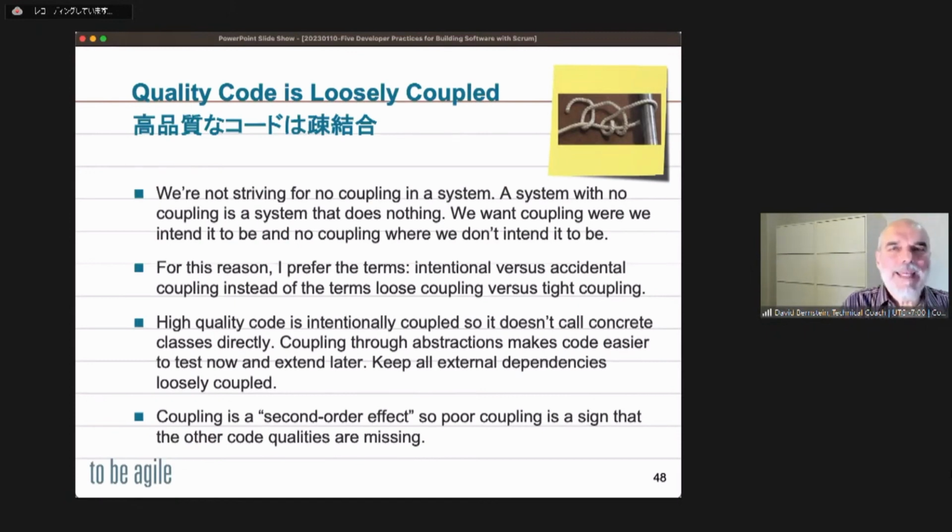But we get bad coupling not by accident, but by having other code qualities missing. Like when we have a lot of reasons to access a class. If a class is not cohesive, that means that there's many reasons to access it, then we're coupling to it from many different places, and that's not good. So improving cohesion also improves coupling. This is true for all the code qualities. When we improve one, we see the others improve as well.